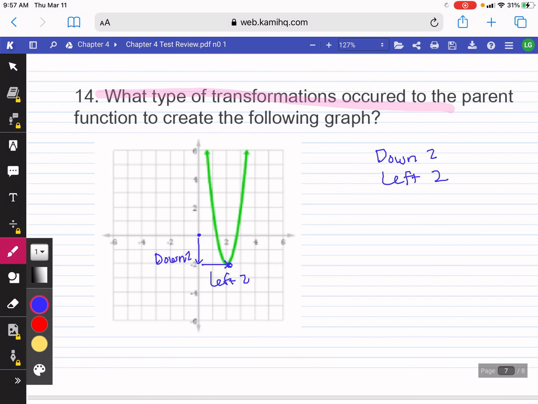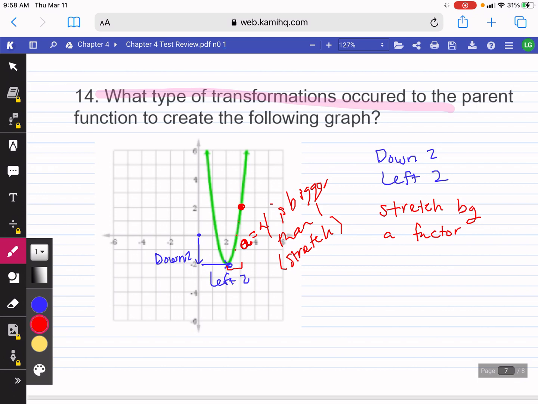But let's look at our A. When it moves 1 to the side, it actually goes up here. So that means our A is equal to 1, 2, 3, 4. Since our A is bigger than 1, that means we're going to have a stretch. And our A is 4, so our stretch is by a factor of 4.